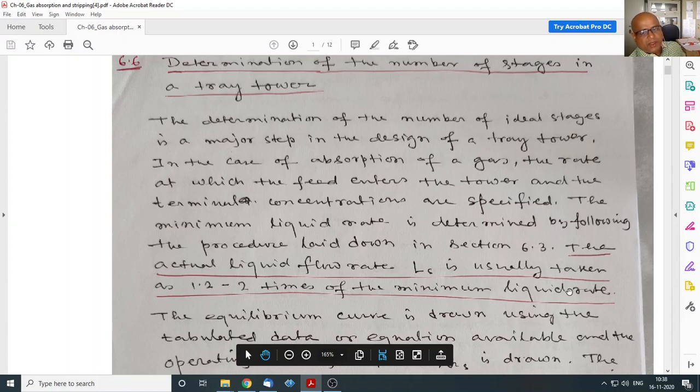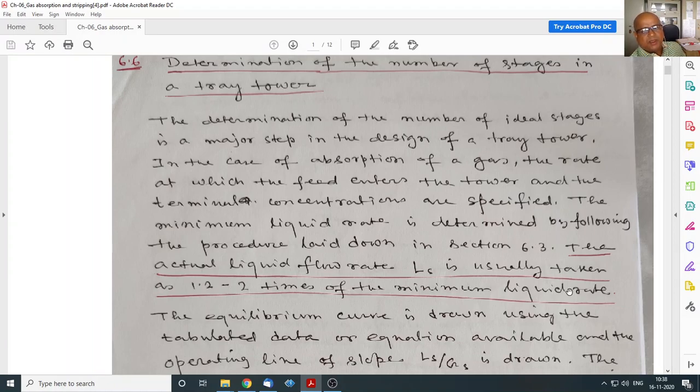For absorption, the gas flow rate will be given, so I will calculate the liquid flow rate LS, and then I can get the slope of the operating line, LS by GS. For stripping, the liquid flow rate will be given. I will calculate the minimum gas flow rate, and from that I can calculate the actual gas flow rate. Then I can also calculate the slope of the operating line, LS by GS.